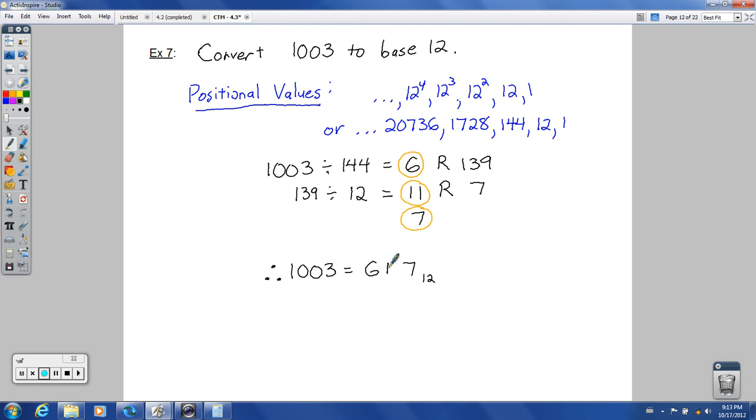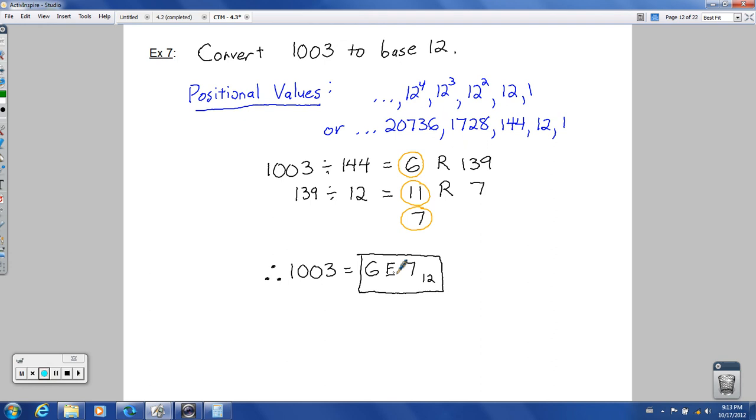So 6E7. That would be my final answer. So be careful with that. If you have double digits in a single place, you've got to replace it with the symbol that represents that value. So let's do a couple more here, doing base 16.